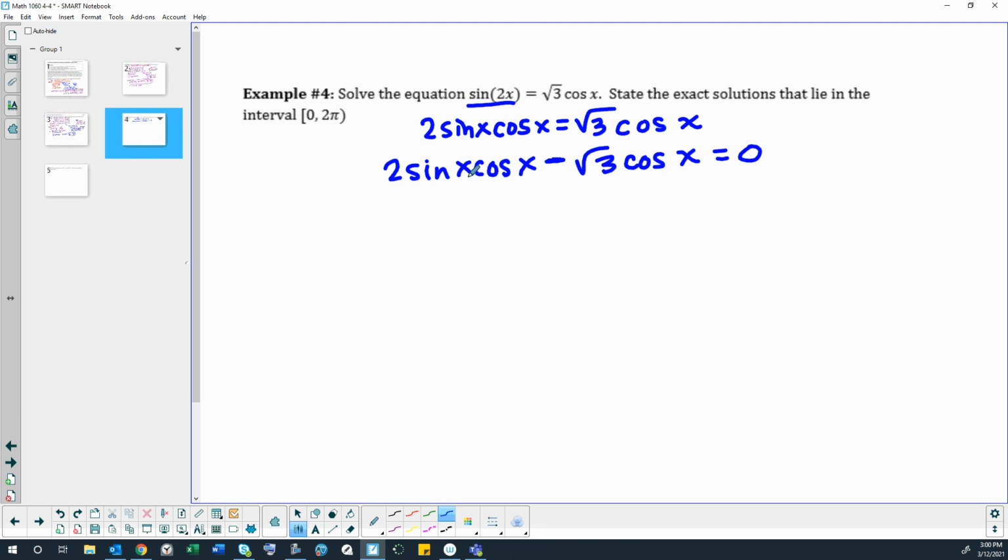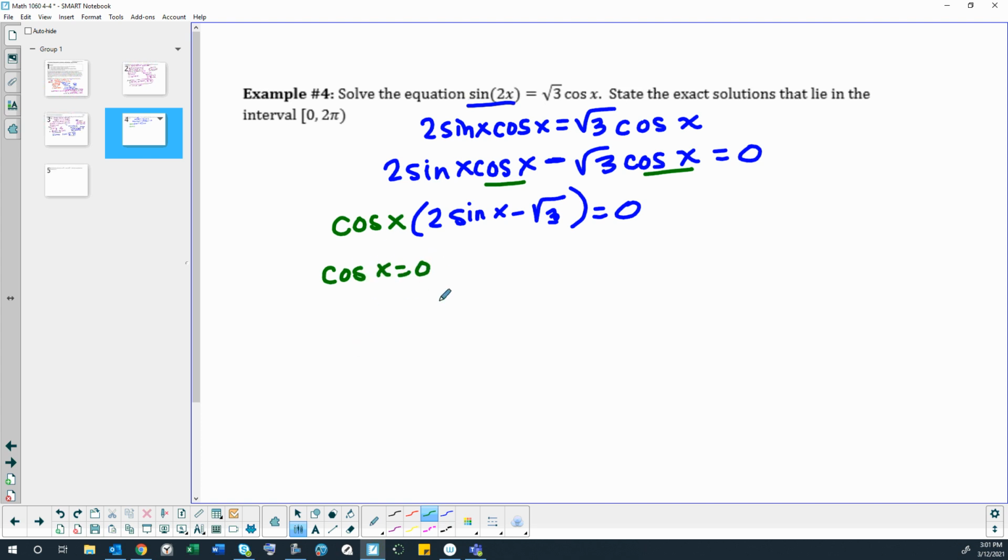So we don't have cosine squared here like we've had in other problems where we can factor a quadratic, but instead notice how we have this cosine in both of these terms. That means we can factor out that cosine from each term and then just be left with 2 sine x minus the square root of 3. Isn't that nice? Because even though this isn't a quadratic, we can still use the zero product property. We can still take each factor, set it equal to 0, and solve it.